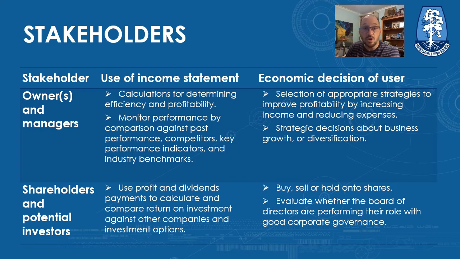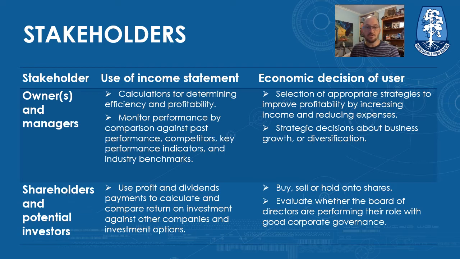The economic decisions of owners and managers might be a selection of appropriate strategies to improve profitability by increasing income and reducing expenses. Also, strategic decisions about business growth or diversification. There's some of the reasons, the economic decisions that owners and managers would want to use the gross profit margin when using the income statement.